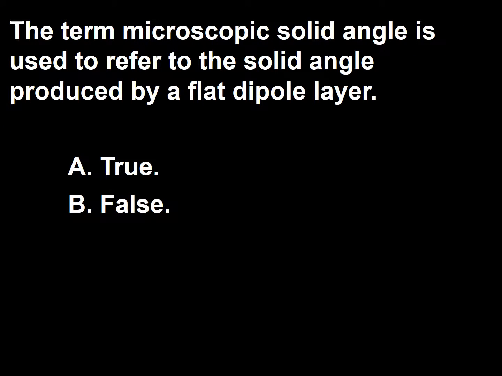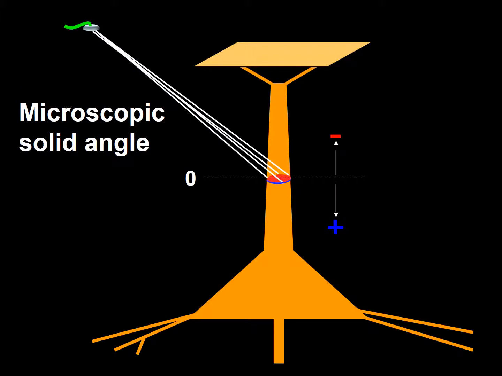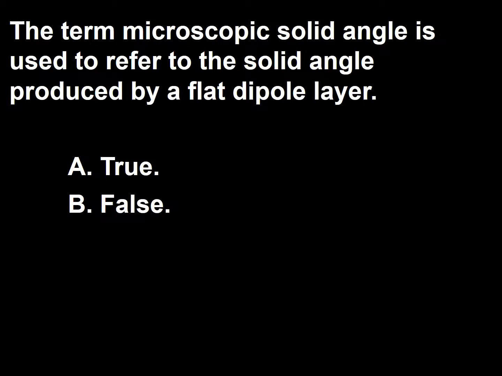The term microscopic solid angle is used to refer to the solid angle produced by a flat dipole layer. A true, B false. The term microscopic solid angle is used to refer to the solid angle created by a single neuron. The answer to this question is false.